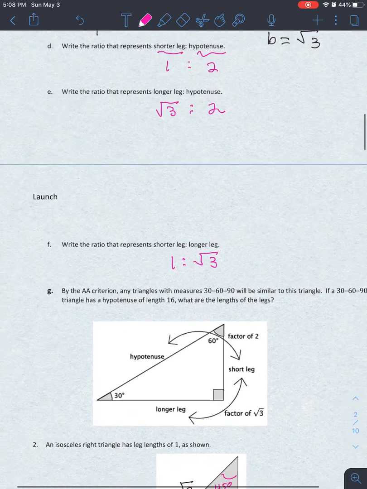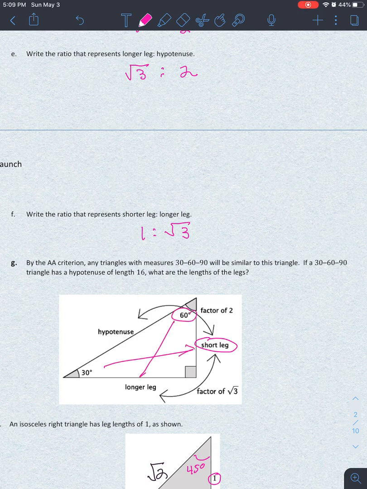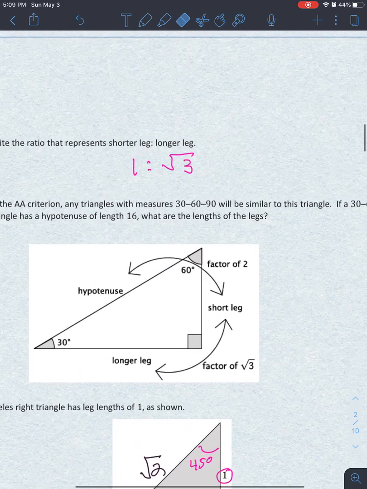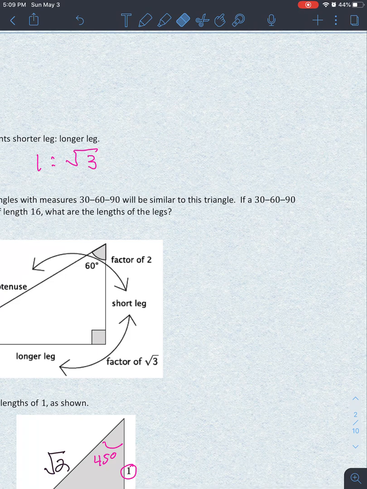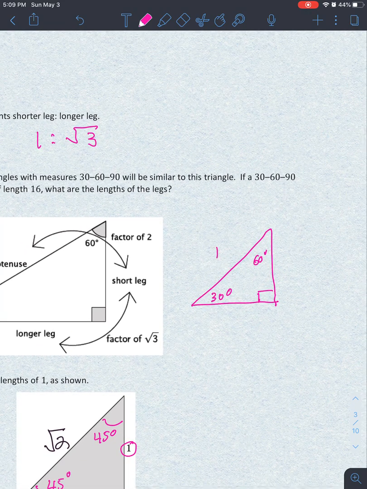So there's a lot going on in this picture here. I'm trying to show you that the short leg is across 30, the longer leg is across 60, and that this is the hypotenuse. So what I'm actually going to do is draw the same triangle just to the side. I think it'll be a little less confusing. So I'm going to draw it the same way. So 60, 30, and the problem says that the hypotenuse is 16.